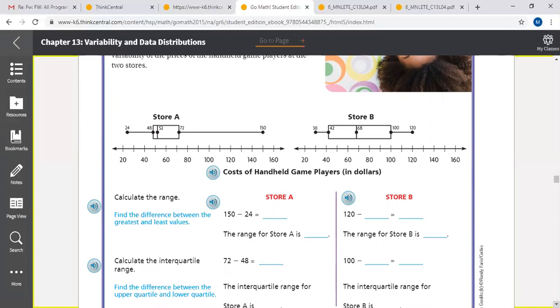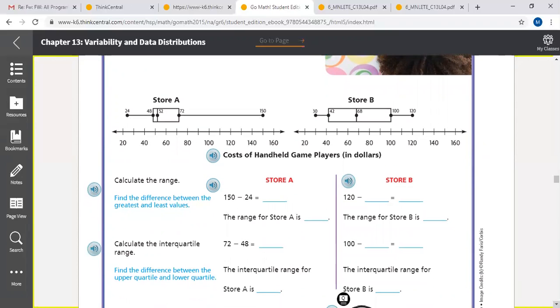The next step, we will find the interquartile range. How? We will subtract the lower quartile from the upper quartile. It will be 72 minus 48, which is equal to 24. So the interquartile range for store A is 24. Store B, we want to find the range, and we said that the range is the difference between the greatest and the least value.